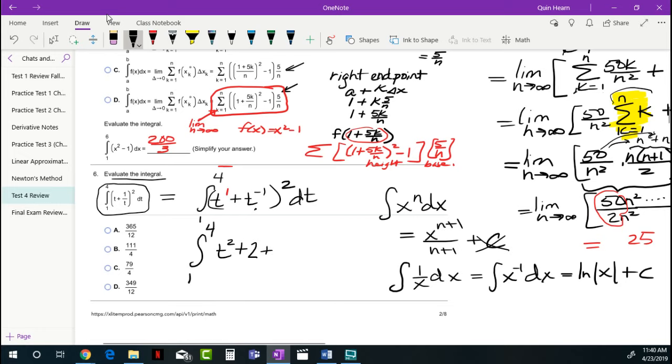But we have another integration formula, the integral of 1 over x dx, or the integral of x to the negative 1 dx, which is the natural log of the absolute value of x plus c. So we would use that integral rule for this one, and we would have the natural log, the absolute value of t.